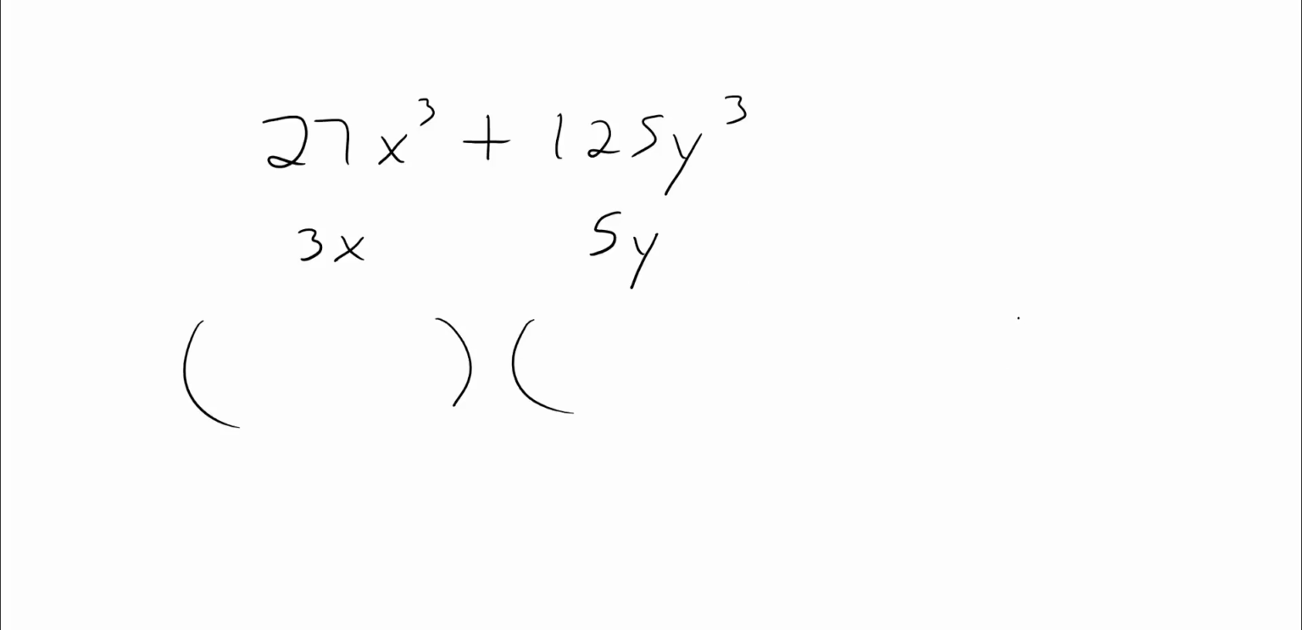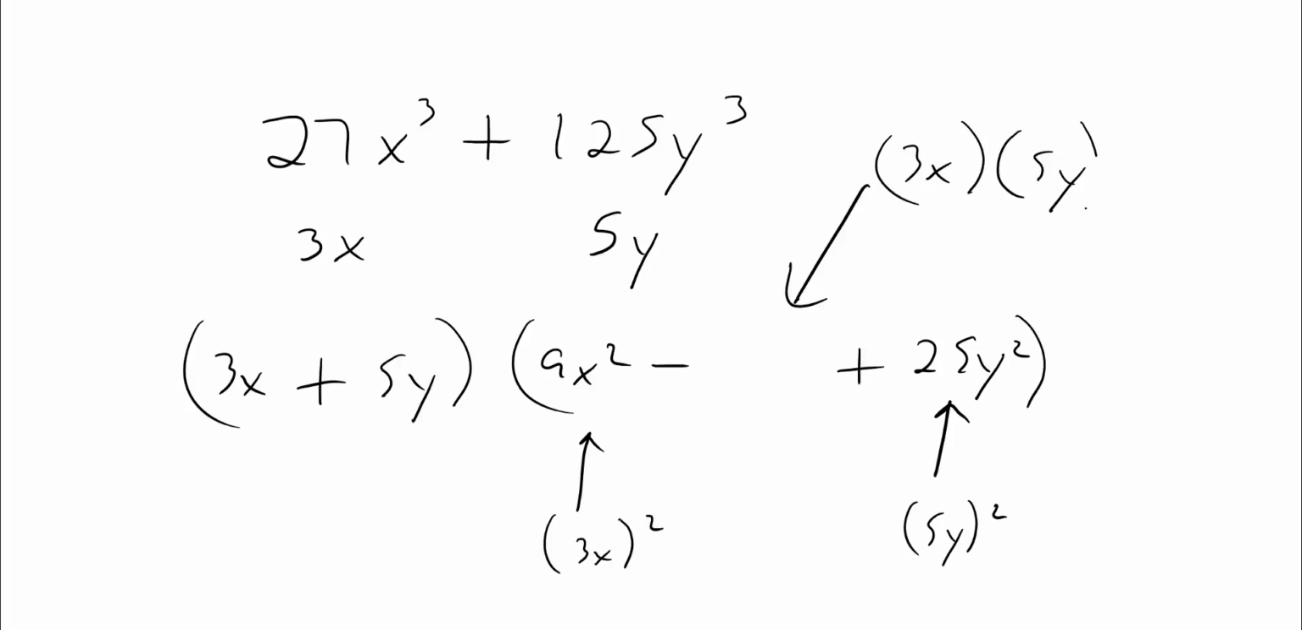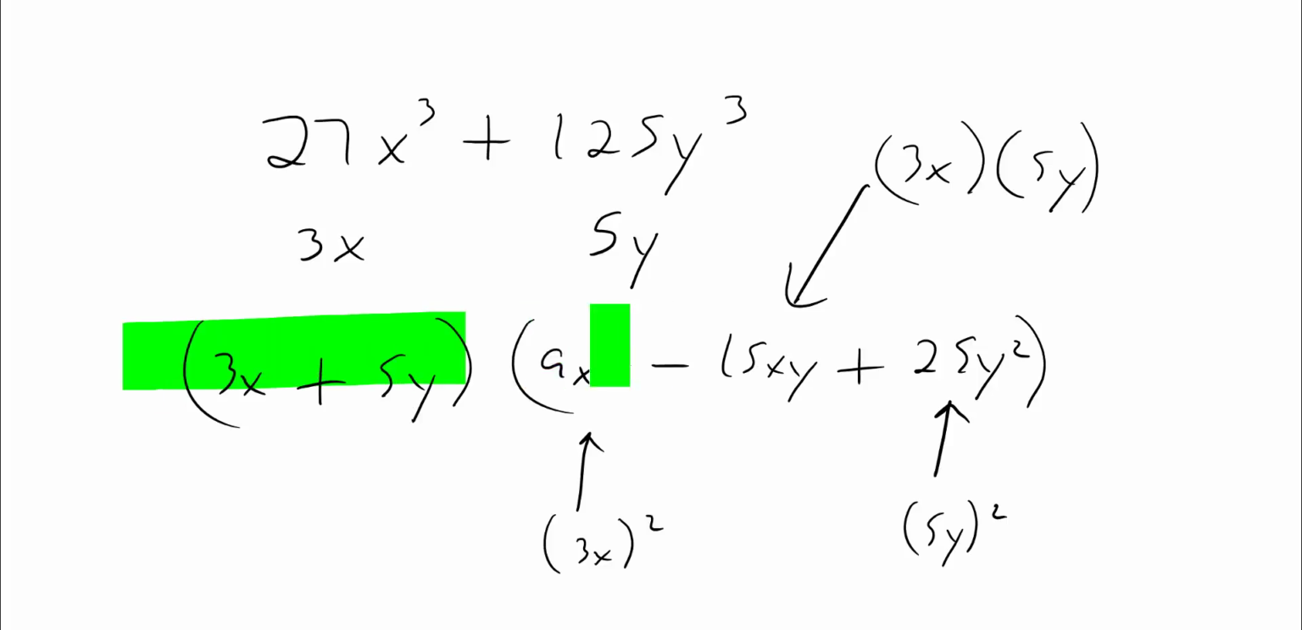Okay. SOAP, same sign, opposite sign, always positive. All right, so 3x and 5y go here. Remember, this spot here is 3x squared, so it's 9x squared. This spot right here is 5y squared, which is 25y squared. And then in this last spot here, 3x times 5y gives me 15xy. And we are done with this problem. That's the answer.